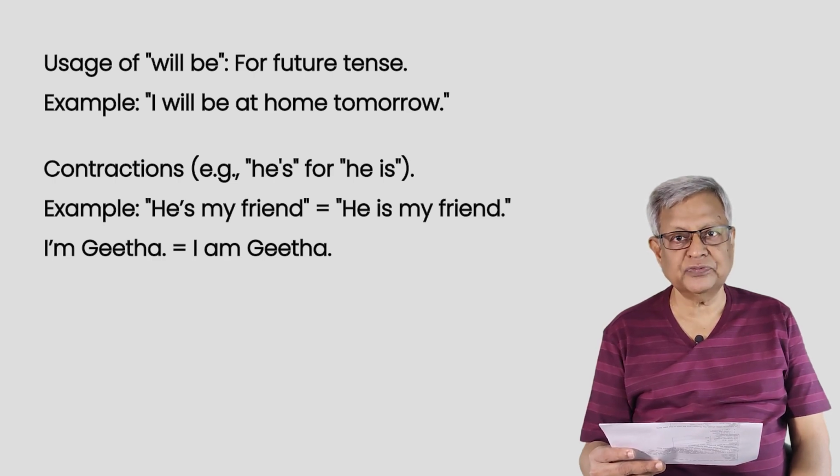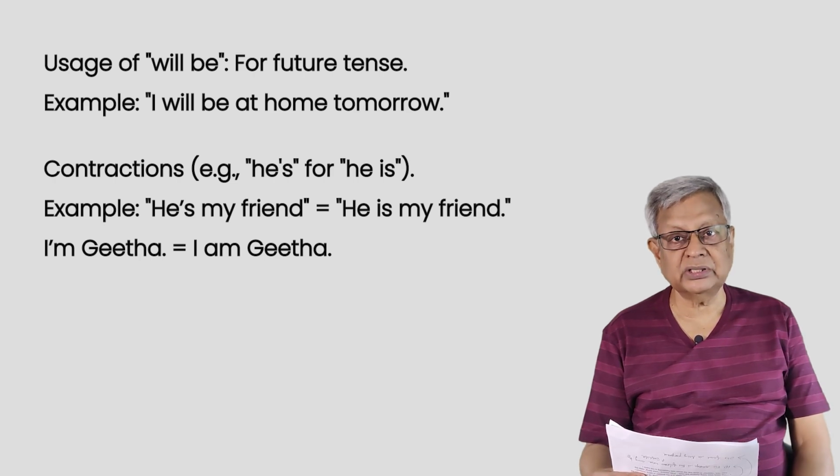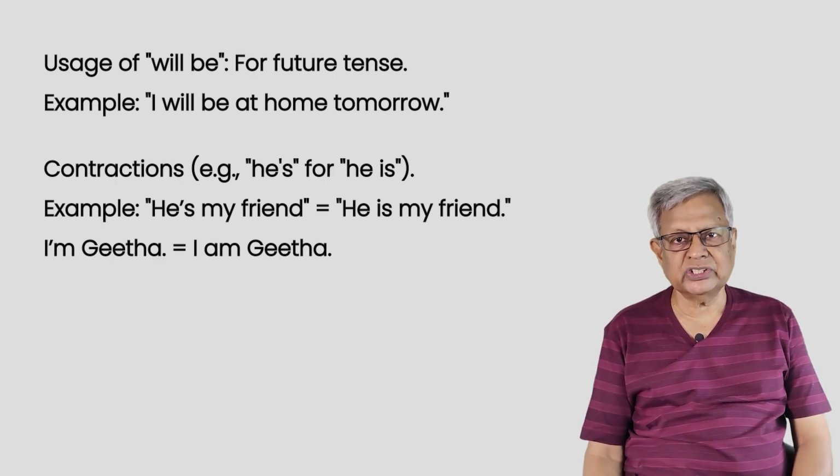You see the sentence on the screen. He apostrophe s, he's my friend. And we say I'm Geeta. We don't say I am Geeta in full, we say I'm Geeta. So this is in contraction. We will see the rest of this lesson after a small break.